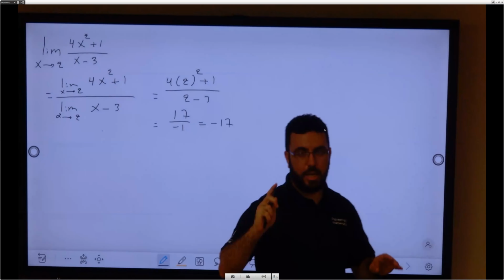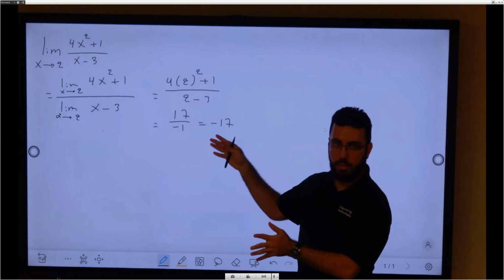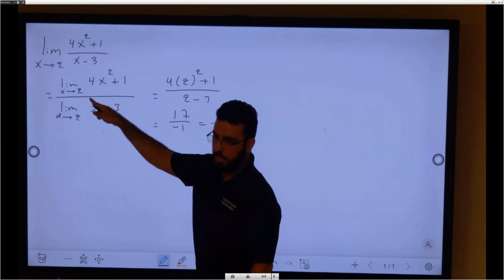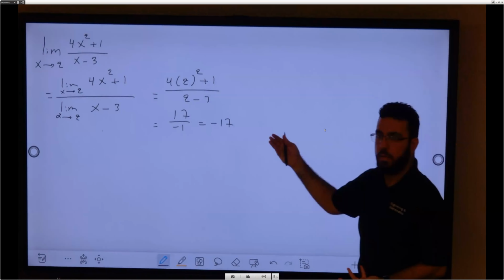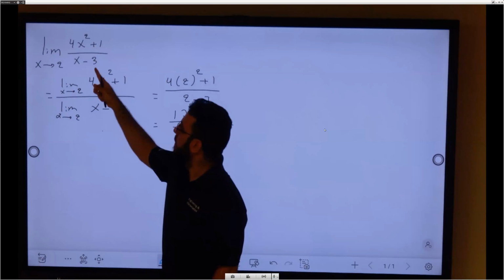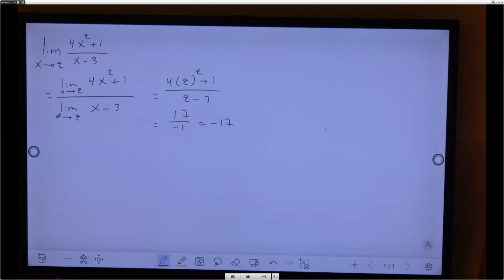Come on, is that hard? You're not going to do the rules on the test. If you just plug in, if you write down this, it's going to be fine. If you just plug in, I'm not going to say it's wrong, because that's right. Polynomial, plug in the number, that's it. No, it's going to be negative 17. Okay.